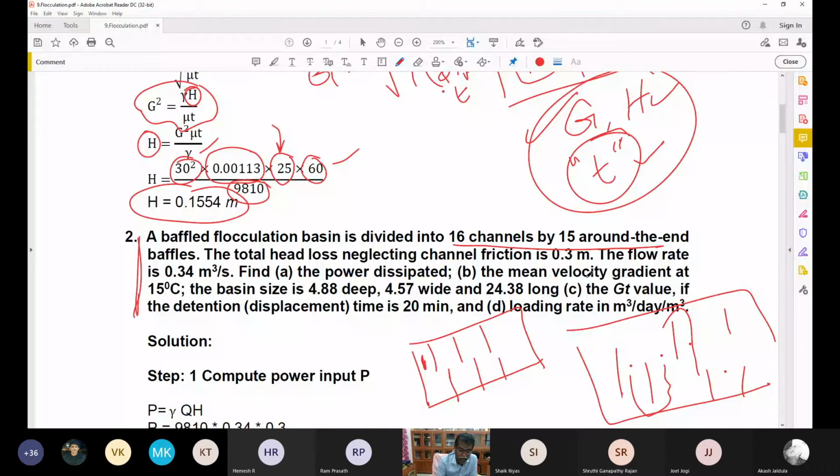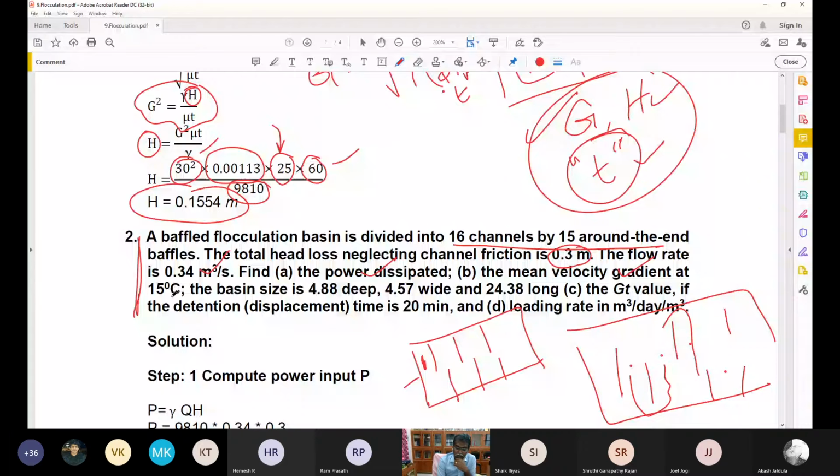The total head loss, neglecting the channel friction, is mentioned as 0.3 meter, and the flow rate into the channel is 0.34 meter cube per second. Now you have to calculate the individual parameters. Number one, the power dissipated. Number two, the mean velocity gradient G value at 15 degrees Celsius, with the basin dimensions of 4.88 meter deep, 4.57 meter wide, and 24.38 meter long.